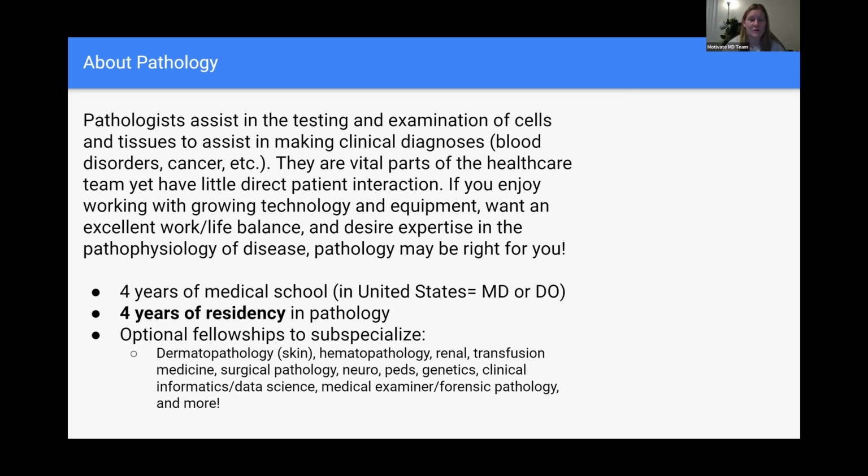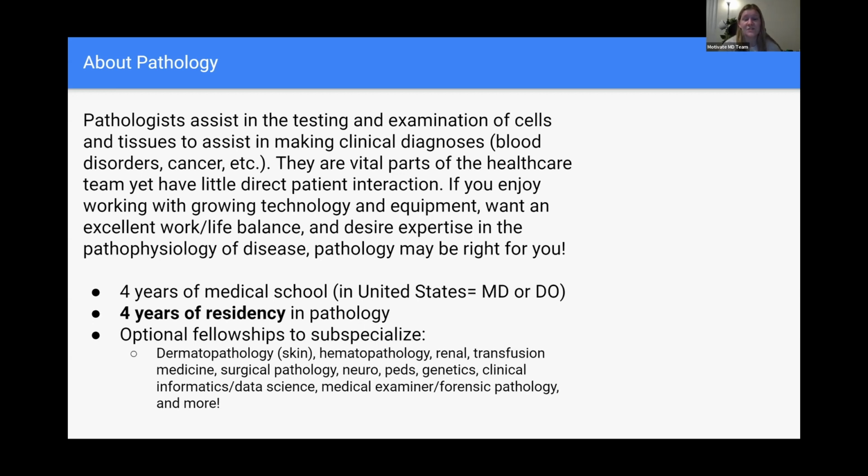Despite being this very important part of the healthcare team, they tend to have very little direct patient interaction because a lot of the times these biopsies and these samples are taken for you by nurses or by doctors and then are sent to the pathology lab. And then the pathologist is already there and they just do their exam using the equipment that they have. So they work with a lot of technology that changes and very cool equipment and lab tests that really will allow them to know the exact reason for why a patient would be sick.